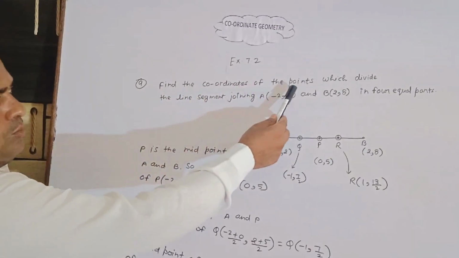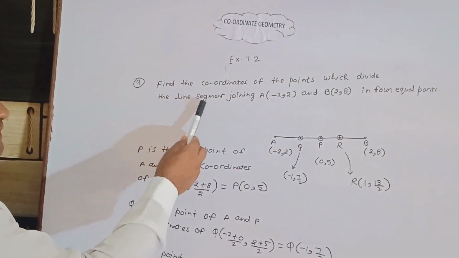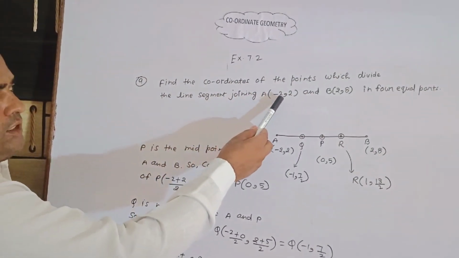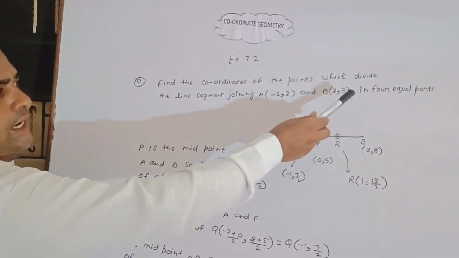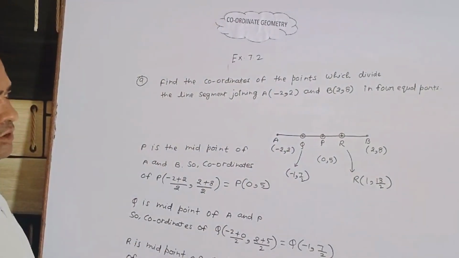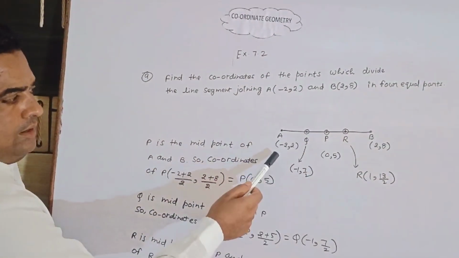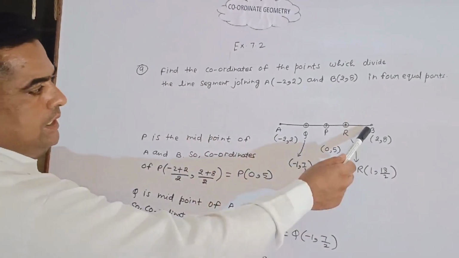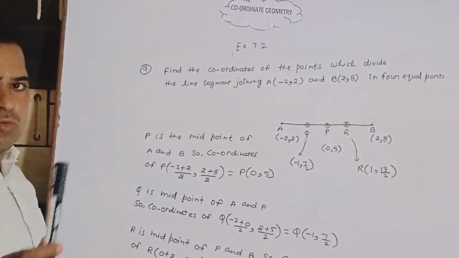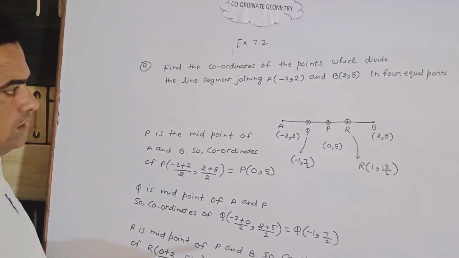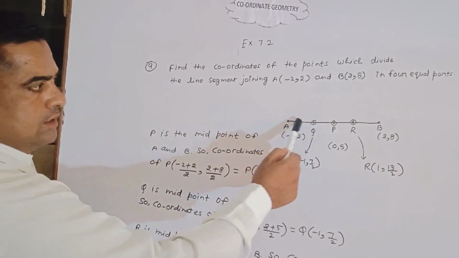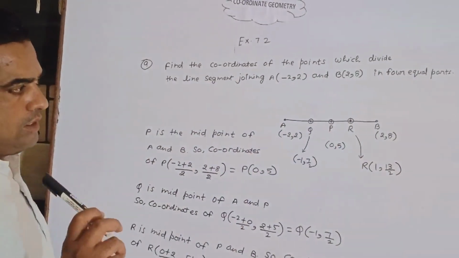Find the coordinates of the points which divide the line segment joining A(minus 2, 2) and B(2, 8) in 4 equal parts. Students, we have 2 points A and B: A is minus 2 comma 2 and B is 2 comma 8. These are the coordinates of these points. Now we are dividing this whole line into 4 equal parts.